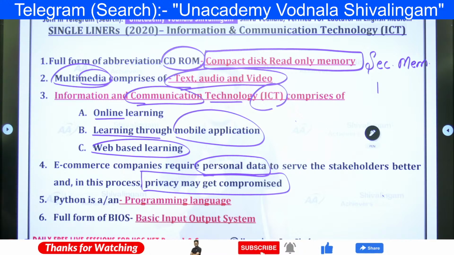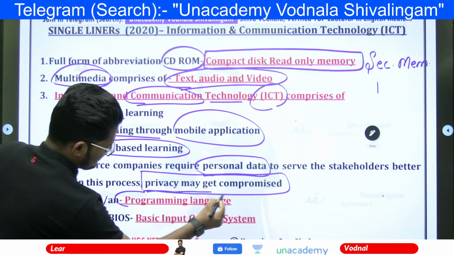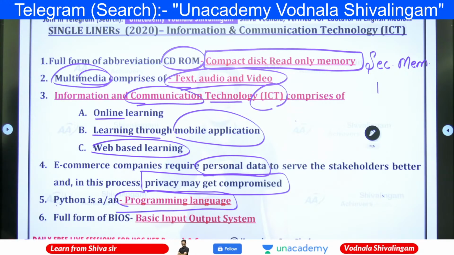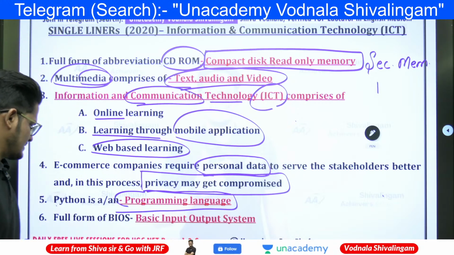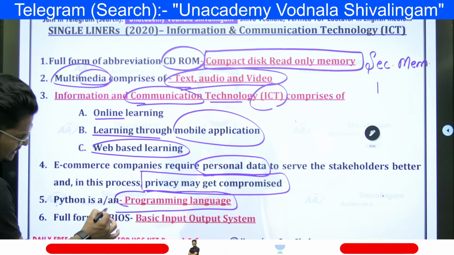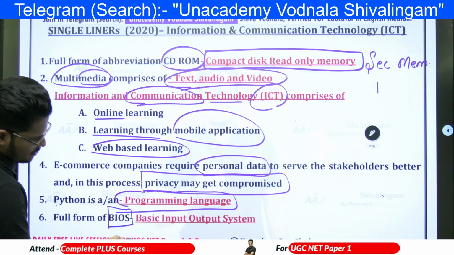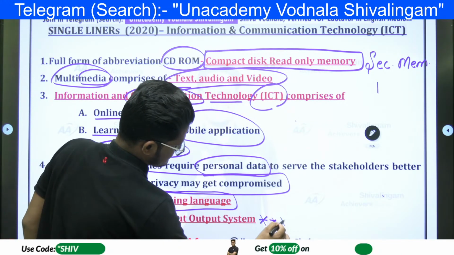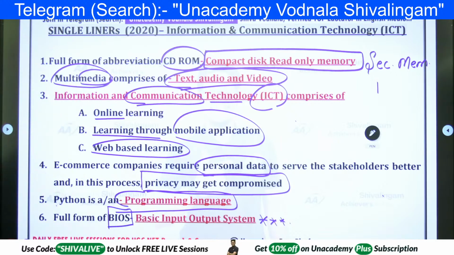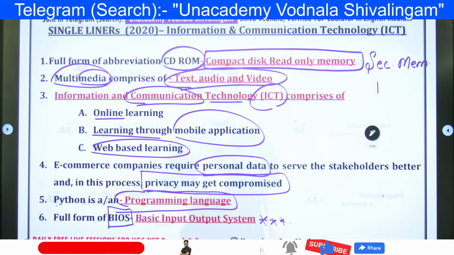Next, Python is a programming language, like Python and C, C++, Java, Oracle; these are examples of programming languages. Full form of BIOS is Basic Input Output System. This is a regular previous year question which is being asked.